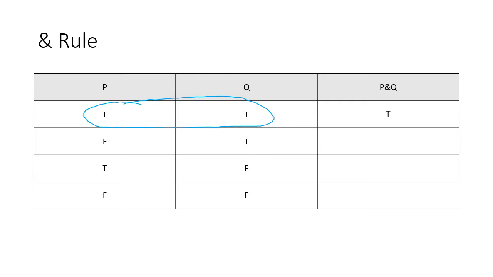Now, moving on to the next one, what about when the left side is false and the right side is true? Well, in that situation, it's false. And then, moving on to the next one, the situation in which the left side is true and the right side is false, it's false. And this final one, in which you have both of them false, the ampersand is false.